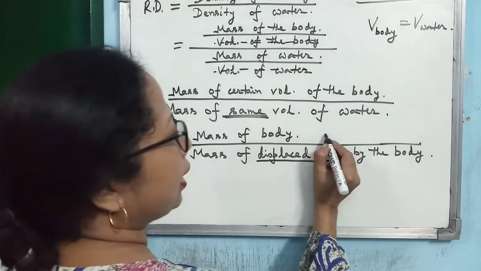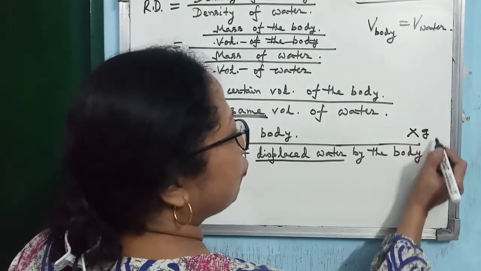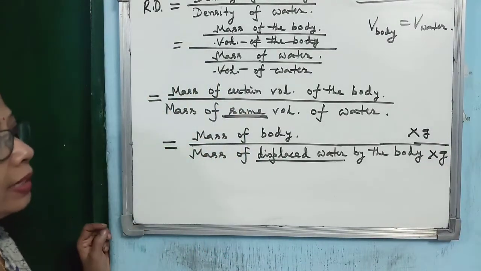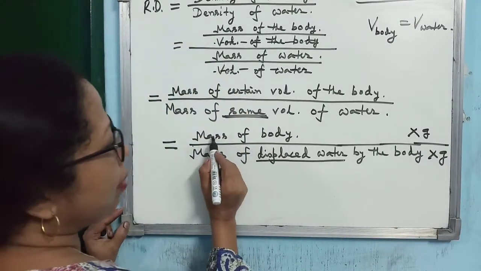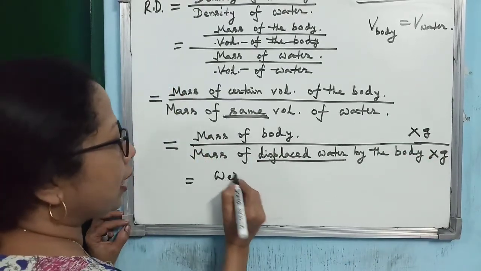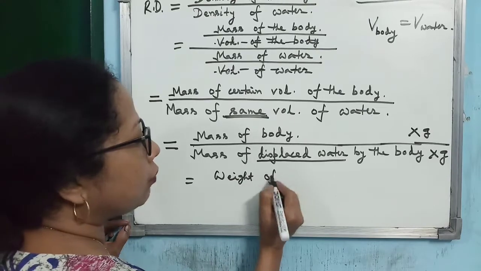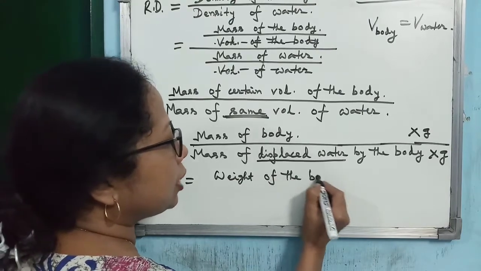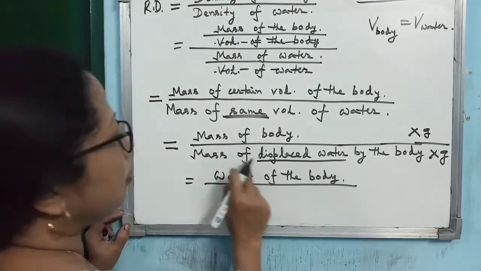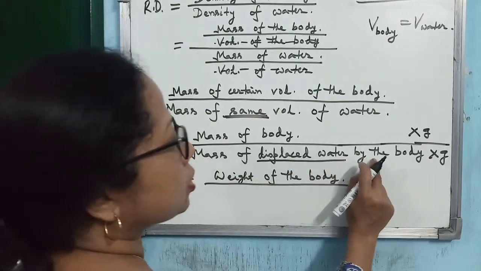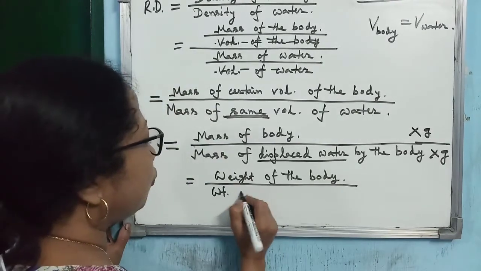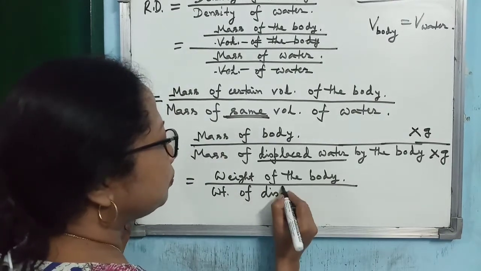Now what I am doing? I am multiplying G with the numerator and with the denominator. Then what is happening? Mass into G means the weight of the body. So you are getting weight of the body, where we generally measure the weight of the body in air. And then mass of displaced water by the body into G means weight of displaced water.